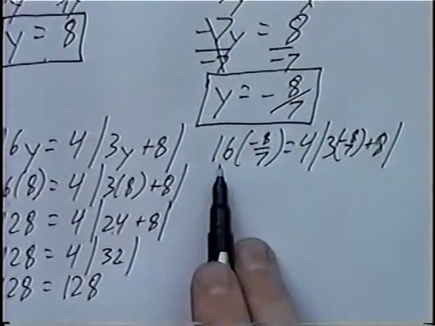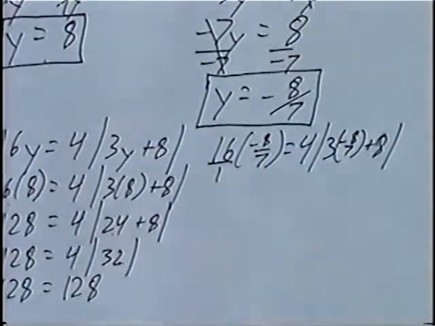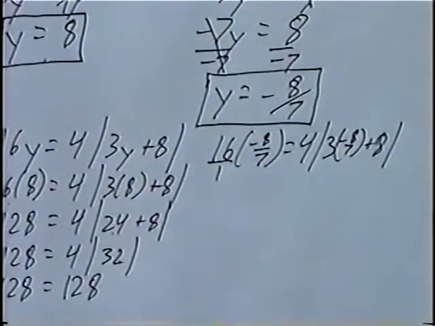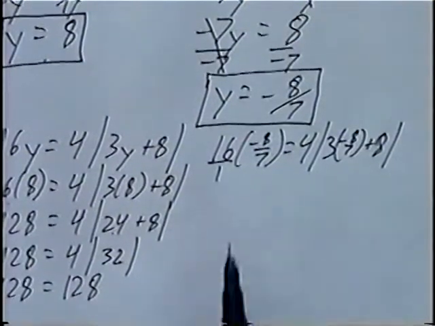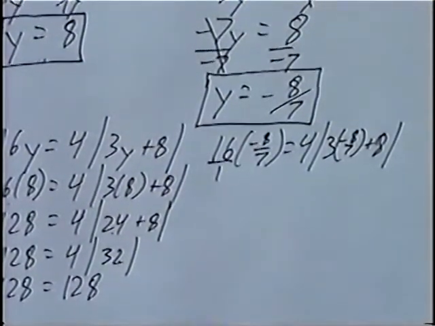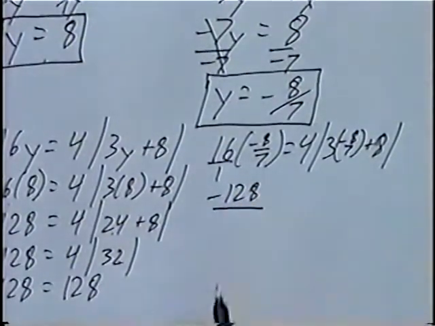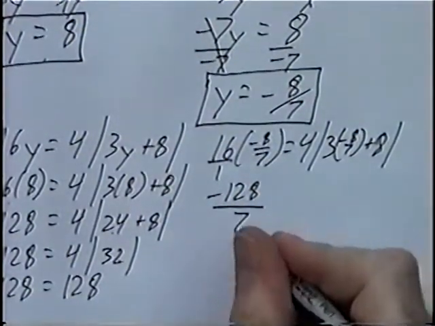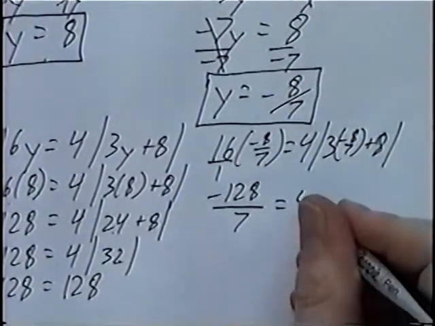Solving from here, 16 times negative 8 over 7. The 16 you can make a fraction, 16 over 1, and then multiply straight across the numerators and denominators. 16 times negative 8 would be negative 128, and 1 times 7 would be 7.